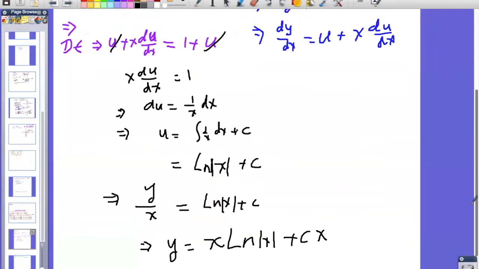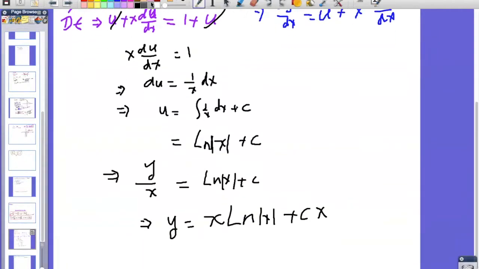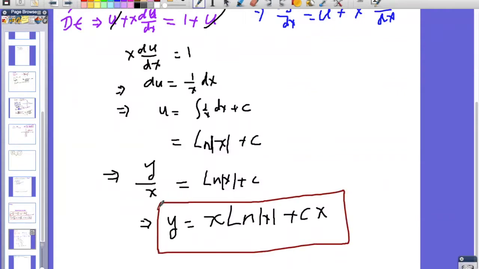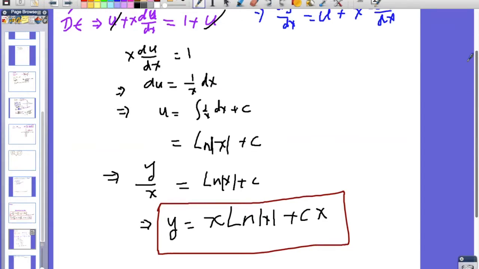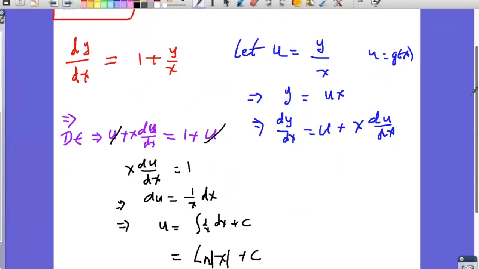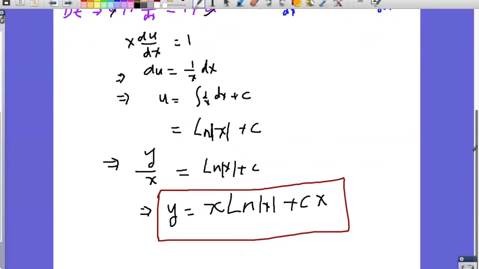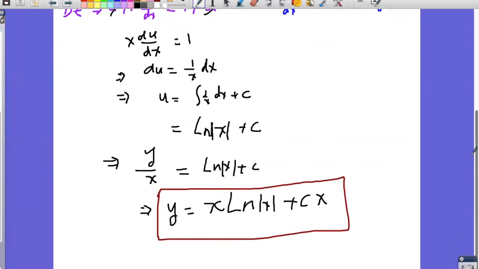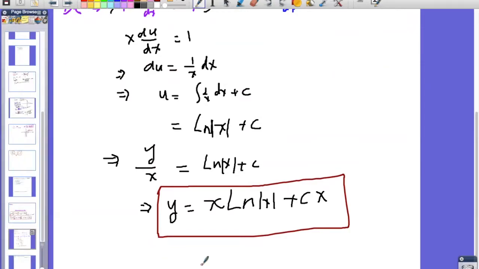We can show that this function satisfies this differential equation by differentiating and then showing that it is like that. But no need for me to do that now. Okay.